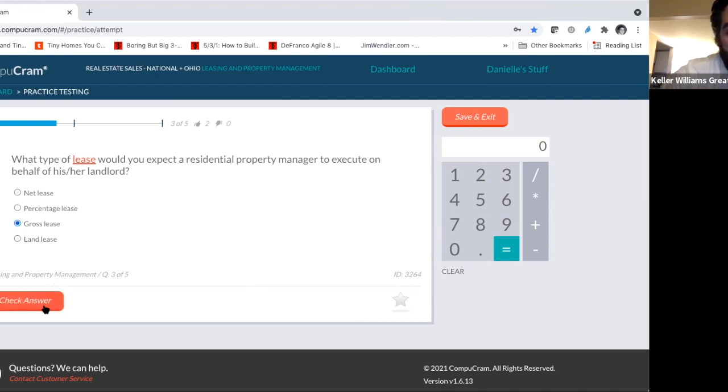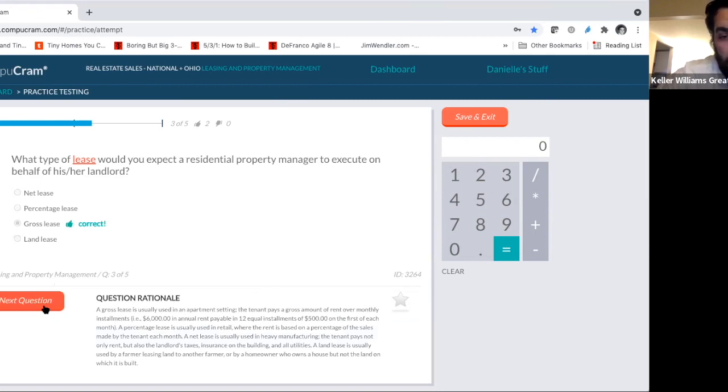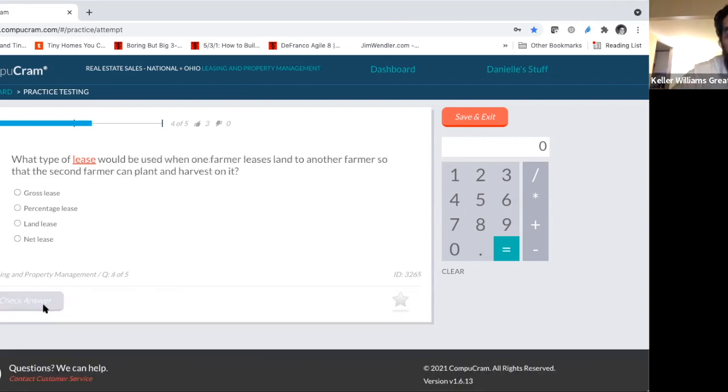You guys are right. It's a gross lease. Now, oftentimes this is going to come in the form of modified gross, which is where you pay a set amount, a gross amount, in monthly installments. Maybe it includes some utilities. A net lease would be where you pay a net, a smaller amount, but pay for all utilities, taxes, and insurance. Percentage leases are something you see in retail, where you pay a percentage of the total revenue, and a land lease is usually used by farmers leasing lands to other farmers.